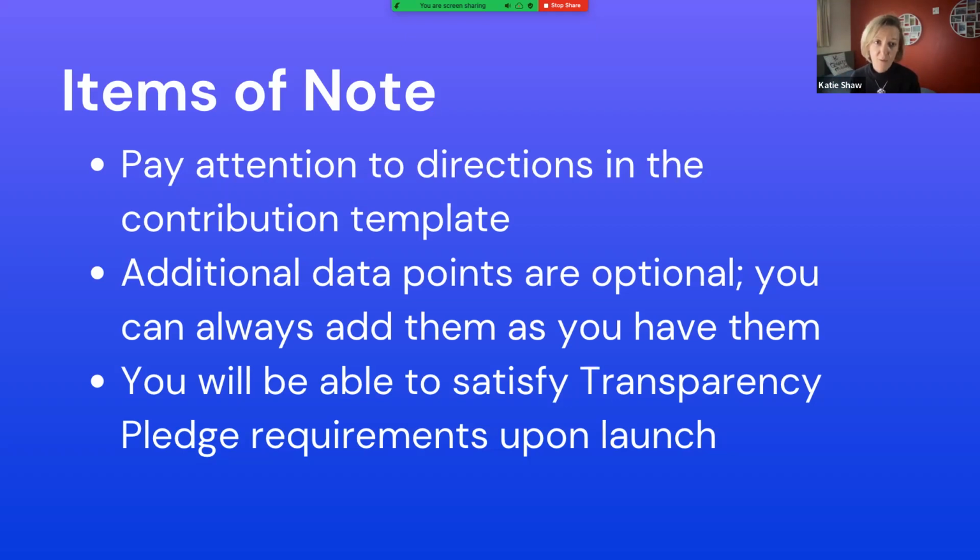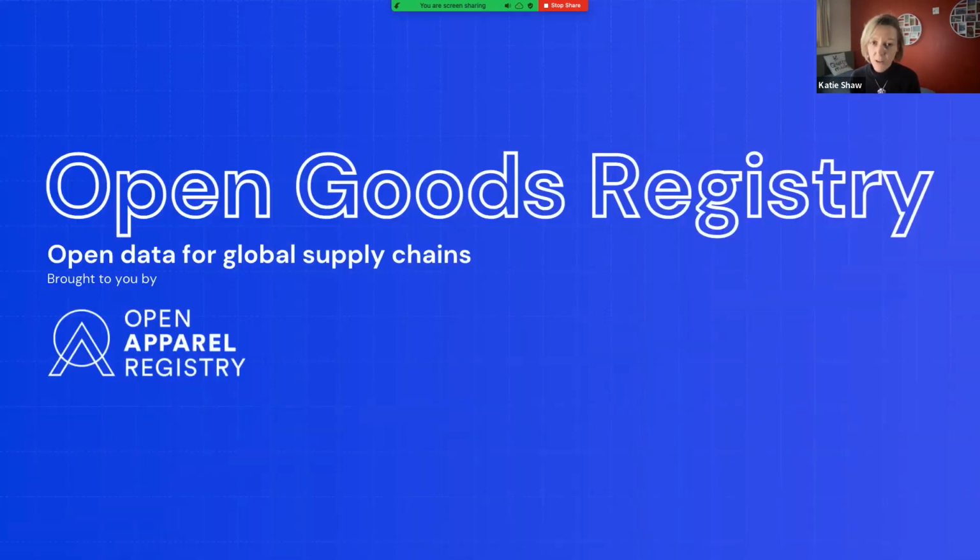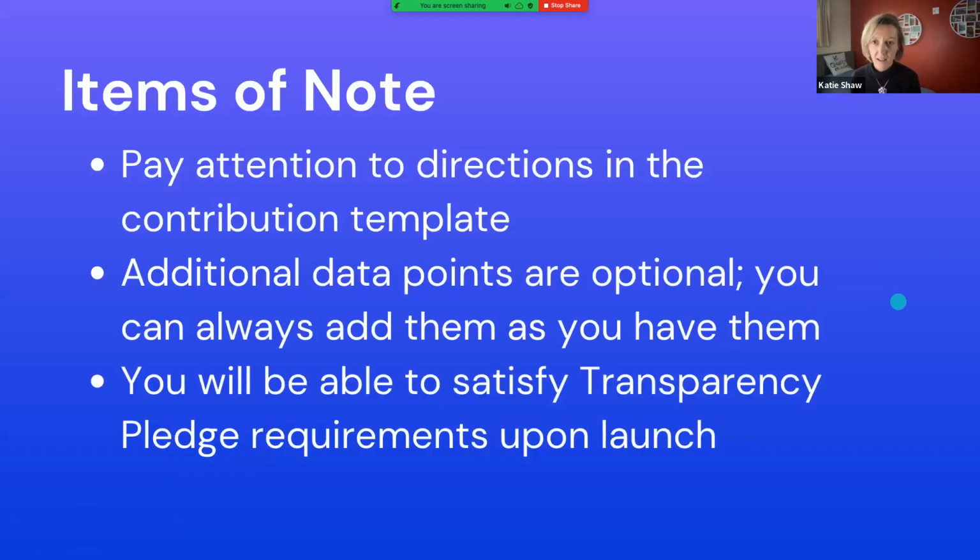One point that I do want to emphasize is that these additional data points are optional. So if you as a brand are not yet gathering these data points, that does not prevent you from sharing your supply chain data with the Open Apparel Registry. The bare minimum remains the same, that all we need to accept a data contribution and create facilities on Open Apparel Registry at a minimum is name and address data. However, if you have committed to the transparency pledge requirements, you will now be able to fulfill those requirements entirely through Open Apparel Registry, should you so choose to do it that way.